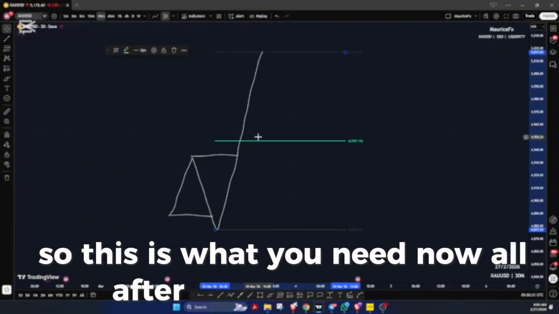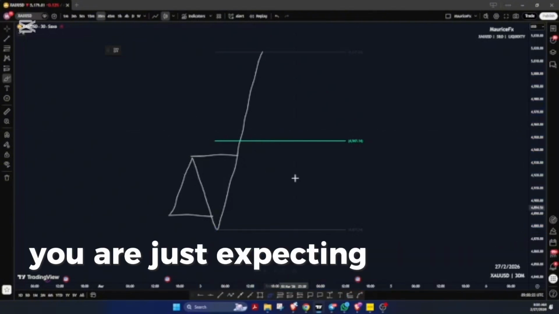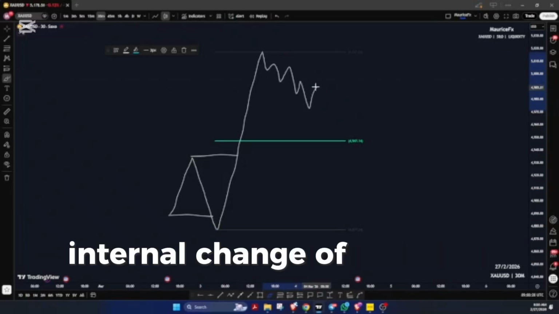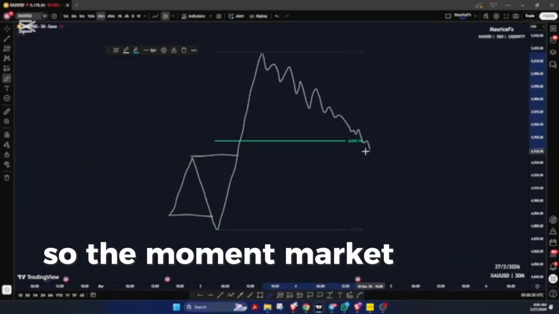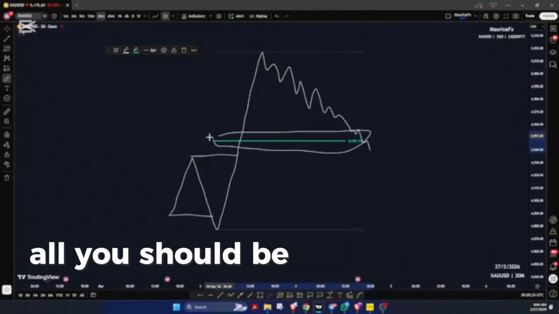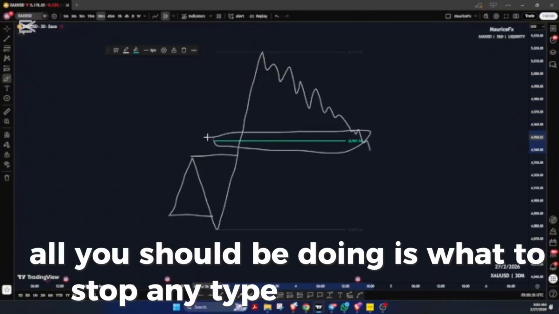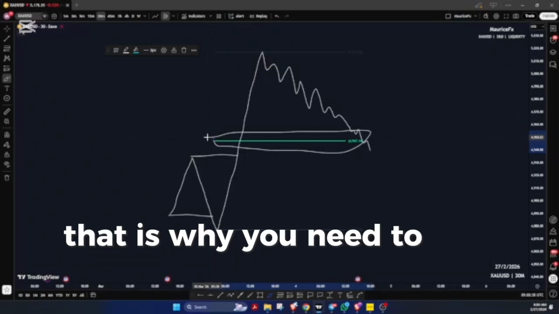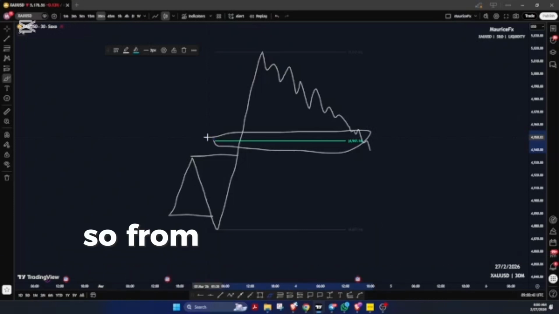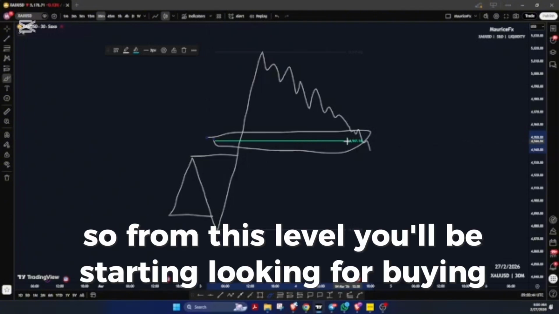Now, after plotting this, you are just expecting the market to start giving you an internal change of character, respecting this level. So the moment the market taps into this level or this zone, all you should be doing is to stop any kind of selling. That is why you need to start looking for a buying position, a buying opportunity. So from this level, you'll be starting to look for buying opportunities.